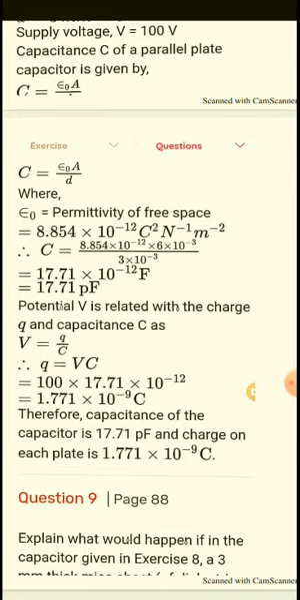What is the value of V? 100. And what is the value of C? We have found it: 17.71 into 10 to the power of minus 12. If you multiply these two, you will get the answer as 1.771 into 10 to the power of minus 9 coulombs. Therefore the capacitance of the capacitor is 17.71 picofarads, and the charge on each plate is 1.771 into 10 to the power of minus 9 coulombs. So this is about the 8th sum.